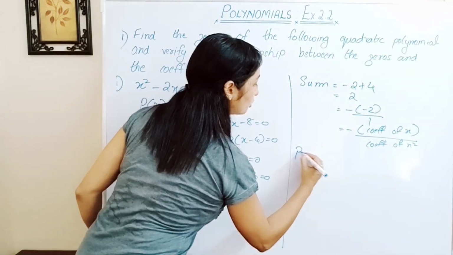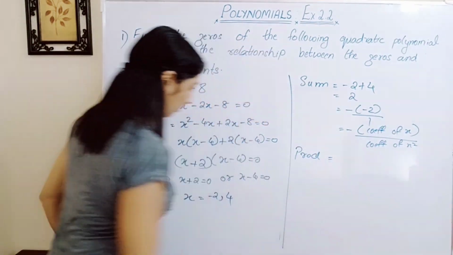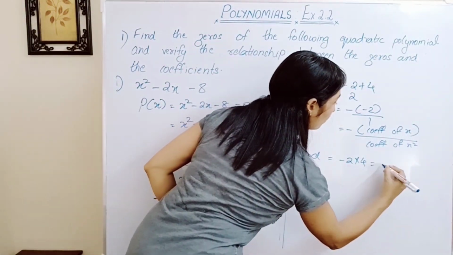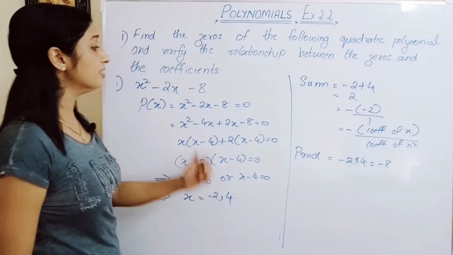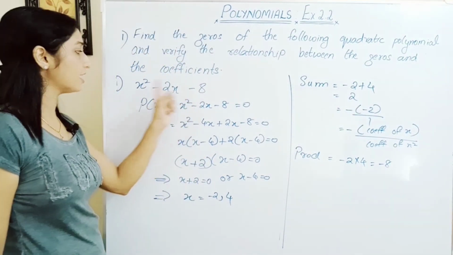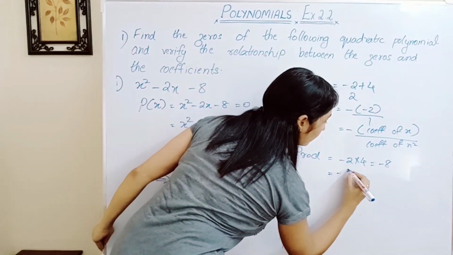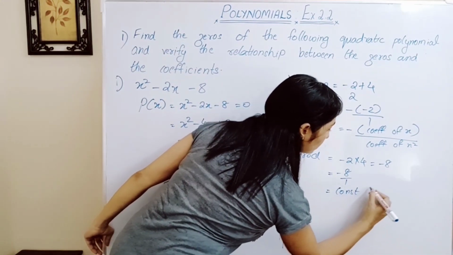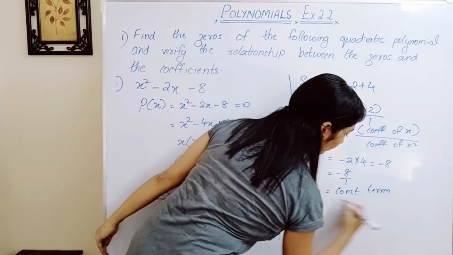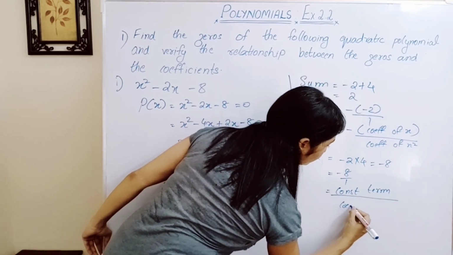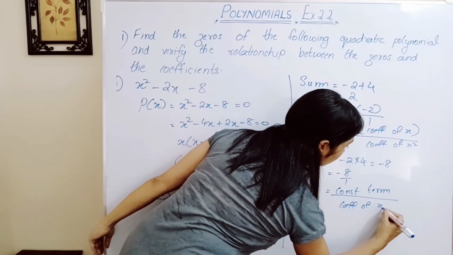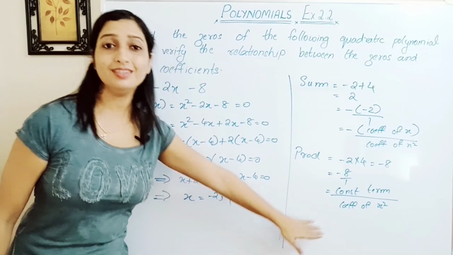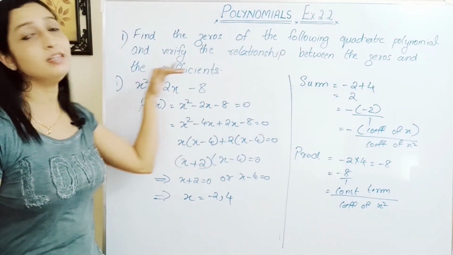Now let us find out the product of the zeros. Product is minus 2 into 4, which is equal to minus 8. This I can write as minus 8 by 1. This is the same as the constant term by the coefficient of x square. So this is our second relation between the zeros and the coefficients.